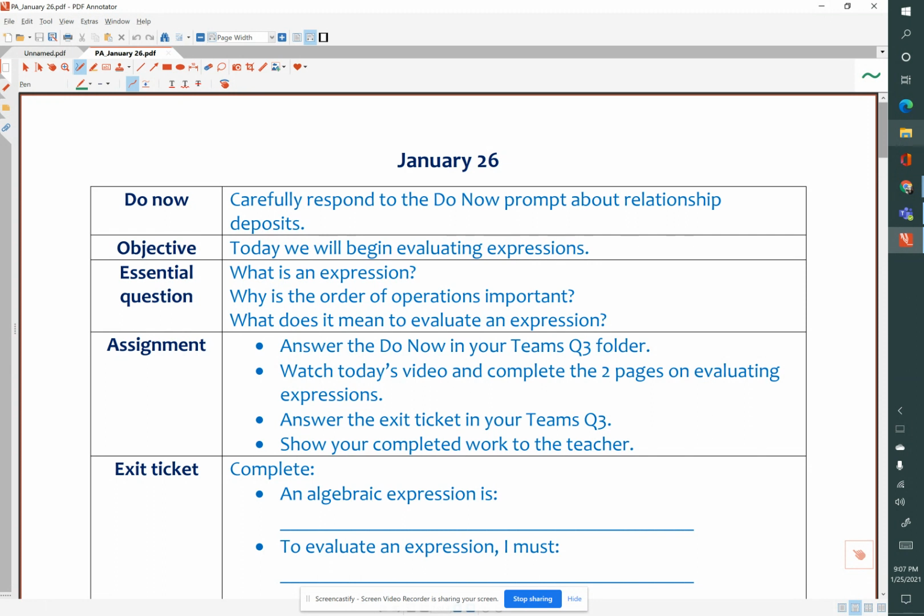We're going to start something new today. We're going to begin evaluating expressions. We'll start, of course, as always, with our do now, and our prompt today is about something called relationship deposits. I'm anxious to talk about what that means. Our objective will be to evaluate expressions.